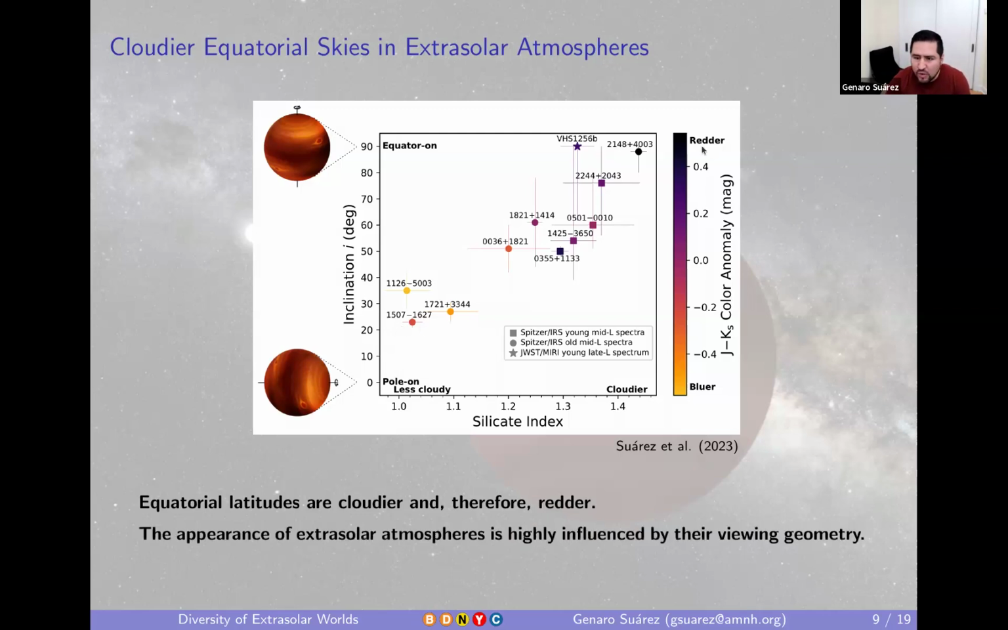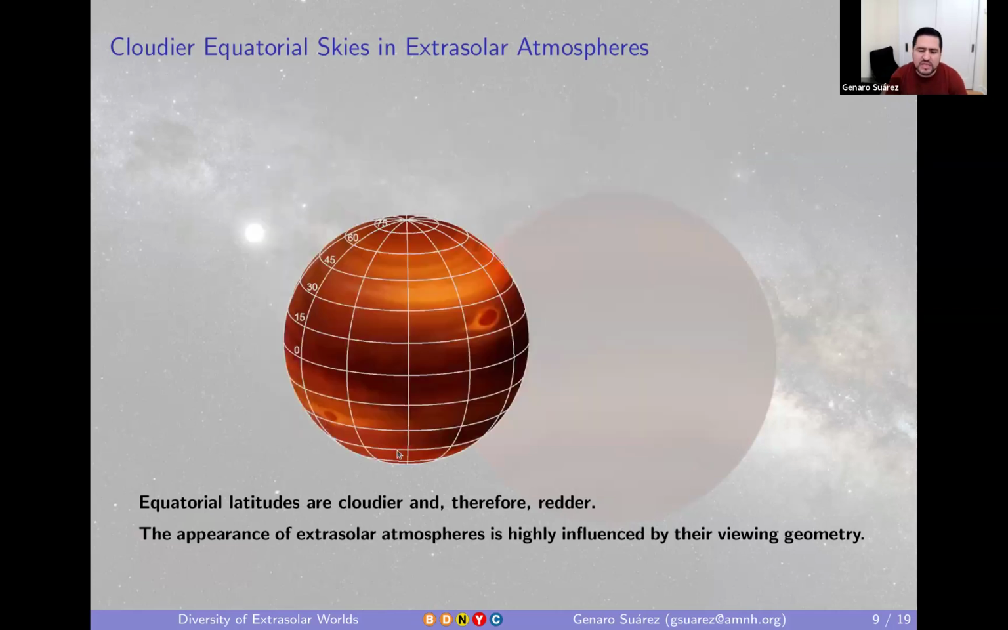As we see here, the color scatter produced by the viewing geometry of these objects is of the order of 1 magnitude, comparable to the color scatter that I mentioned at the beginning of my talk. That means that the color diversity, or spectral diversity, of the warmest extrasolar atmospheres can be explained by their viewing geometry and the latitudinal distribution of silicate clouds. In this image, we can assimilate this result.